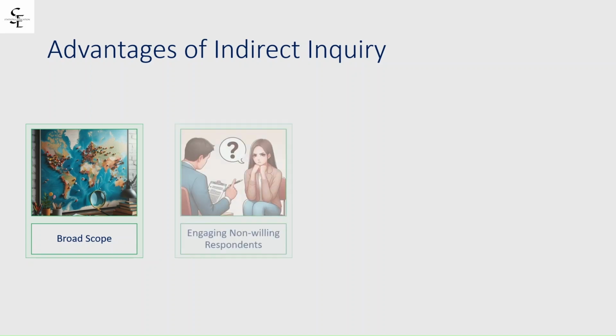The first point is broad scope. When the field of inquiry is large, using a third party is more suitable because they are specialized in conducting such extensive research. The next point is engaging non-willing respondents. Engaging respondents who are not willing to answer can be time-consuming and difficult. Hiring intermediaries helps to deal with such scenarios more effectively.